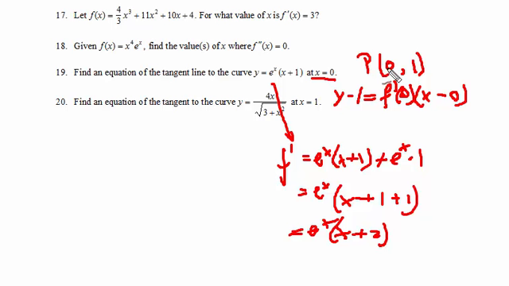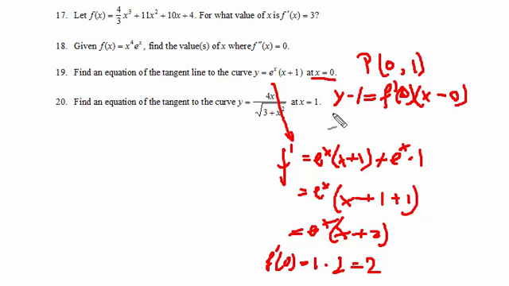And now I plug in 0, because I'm looking for f prime of 0. So f prime of 0 equals e to the x, e to the 0 equals 1, times 0 plus 2 equals 2. So it's 1 plus 2, so it's 2.